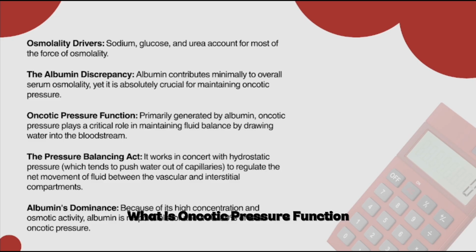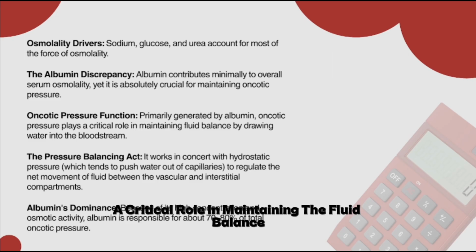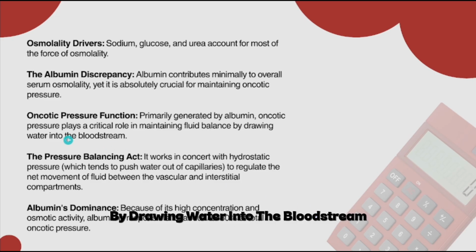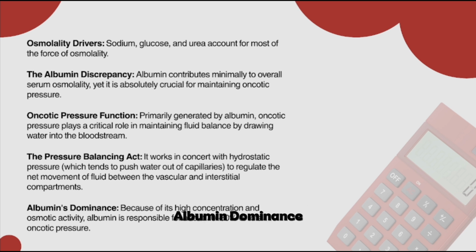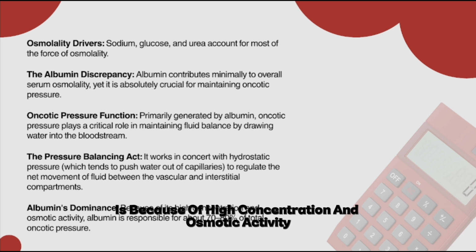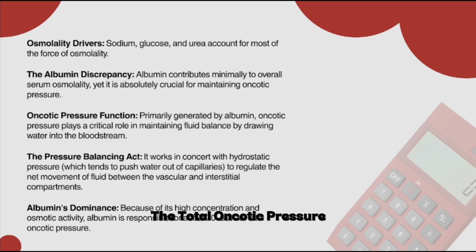What is oncotic pressure function? Primarily generated by albumin, oncotic pressure plays a critical role in maintaining the fluid balance by drawing water into the bloodstream. The pressure balancing act. It works in concert with the hydrostatic pressure to regulate the net movement of the fluid from the vascular to the interstitial spaces in the different compartments of the body. Albumin dominance is because of high concentration and osmotic activity. Albumin is responsible for about 70 to 80% of the total oncotic pressure.